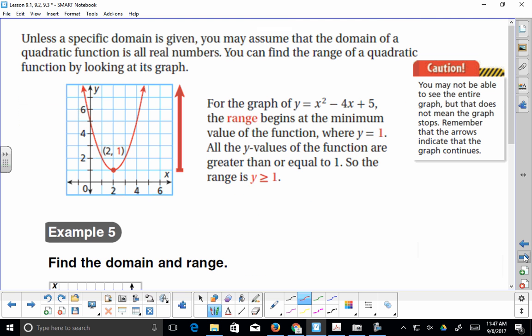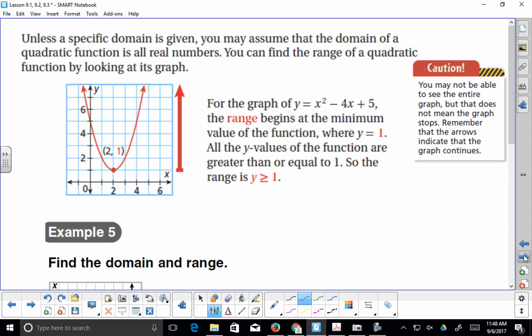Okay, the next thing is domain and range of a quadratic function. If you remember from your past math classes, when we talk about domain, we talk about what happens horizontally, or the x values. When we talk about range, we talk about what's happening vertically, or the y values. So for a quadratic function, the domain is always all real numbers.